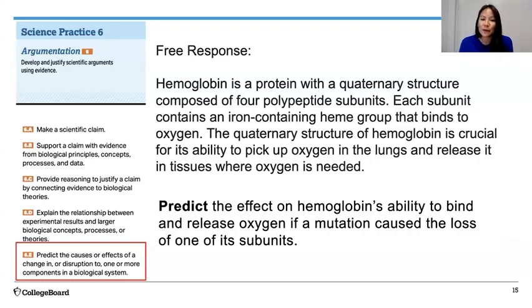So what's going to happen if we lose a subunit in that quaternary shape? So one of those subunits won't be there. It's going to affect the way it folds. So we can say that the hemoglobin's ability to bind and release oxygen is going to be less with this mutation.